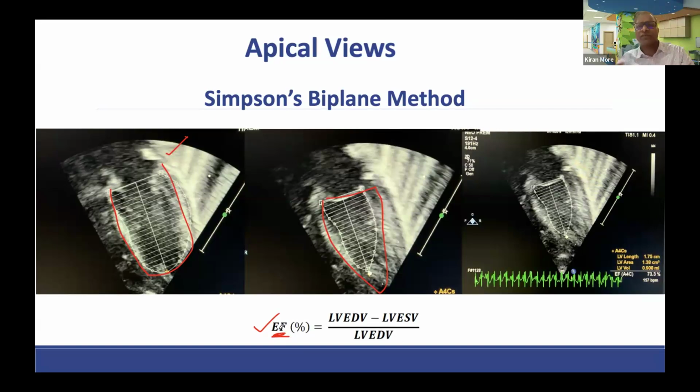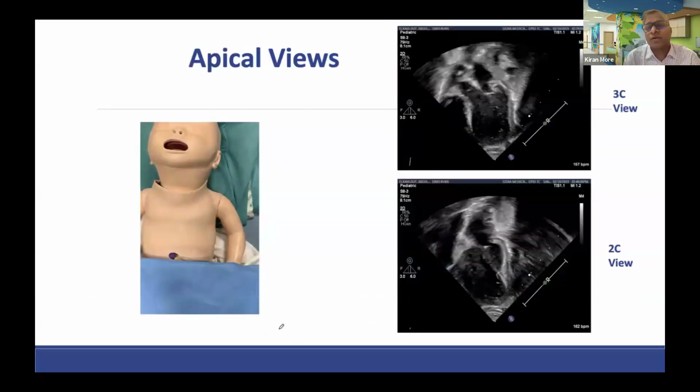So normally 50 to 60%, 65% or up to 70%, you have ejection fraction. If you have something less than 55, 50, then your function is poor. Sometimes you have a very high 75, 80 ejection fraction. That means it's a very hyperdynamic heart. So that's how you can do it with the Simpson's biplane method.